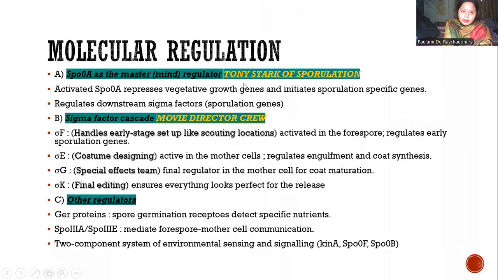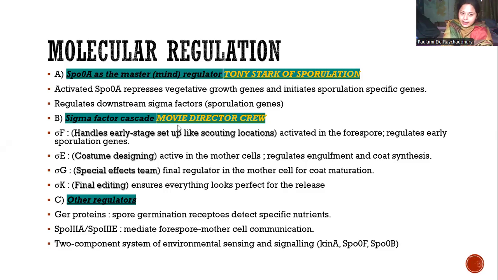So coming to the molecular regulation, SPO0A, the stage zero sporulation protein, is the mastermind regulator. So this is the Tony Stark of sporulation. Activated SPO0A represses the vegetative growth genes and initiates sporulation specific genes. It regulates downstream sigma factors. Sigma factors are the sporulation genes. So stage 0 sporulation gene or enzyme producing factor is the SPO0A. So it is the mastermind regulator.